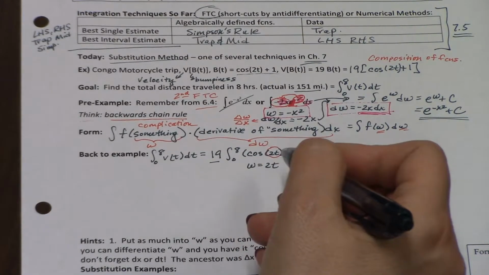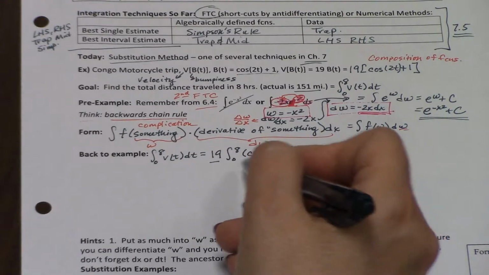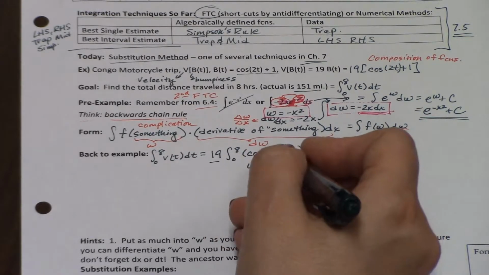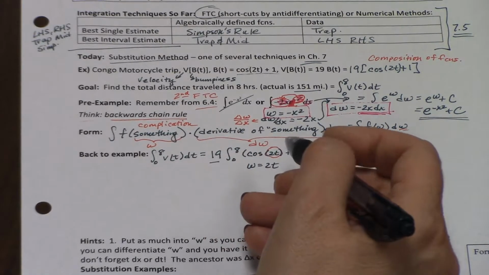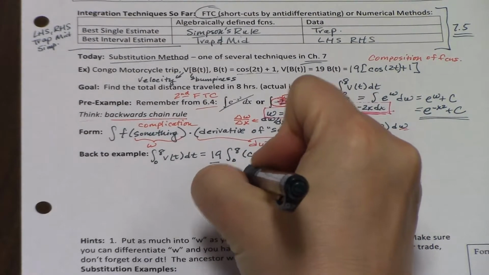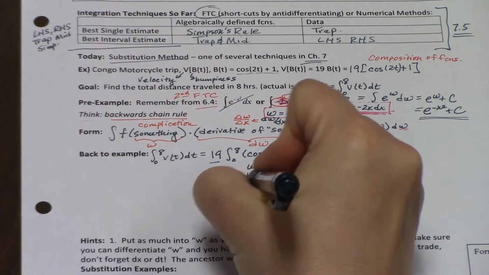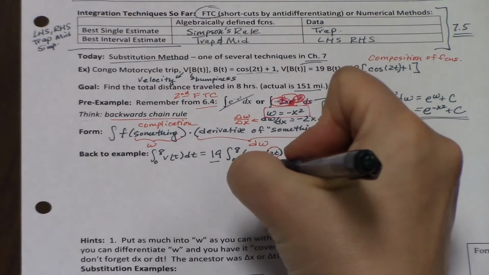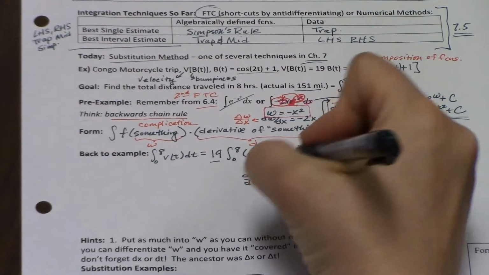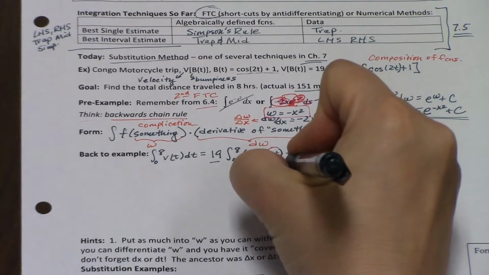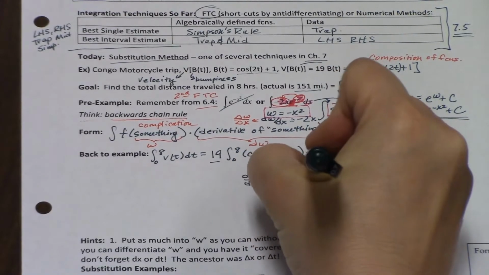So don't worry about it. There's a limited number of ways that you can pick w. So just try it out. So here, w is equal to 2t seems like a good place to start. If I would do the next piece, dw dt, in this case, since my variable is t, would be equal to 2. So that means that dw is equal to 2 dt.